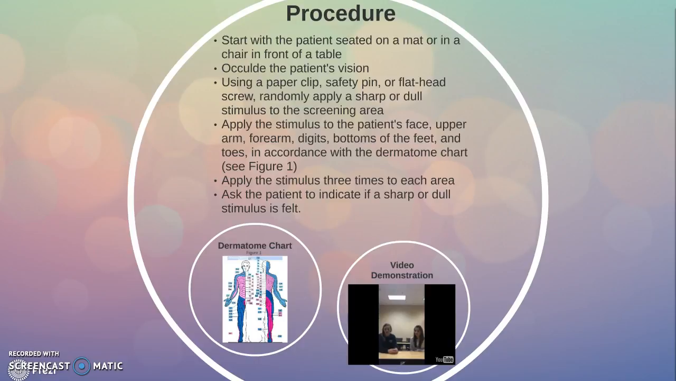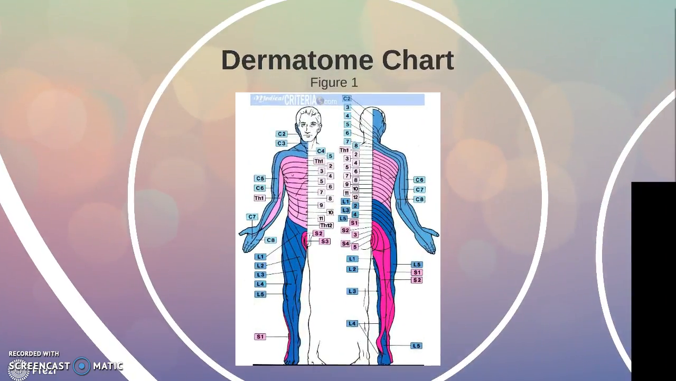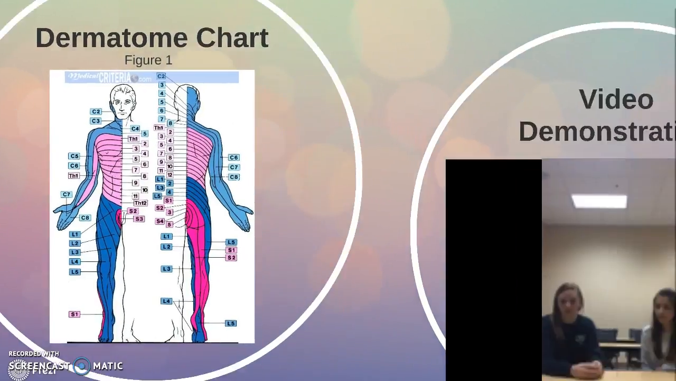Apply the stimulus to the patient's face, upper arm, forearm, digits, bottom of the feet, and toes, in accordance with the dermatome chart. Apply the stimulus 3 times to each area and ask the patient to indicate if it is a sharp or dull stimulus that is being felt. This is an example of the dermatome chart that you could use as you're working on your screening.